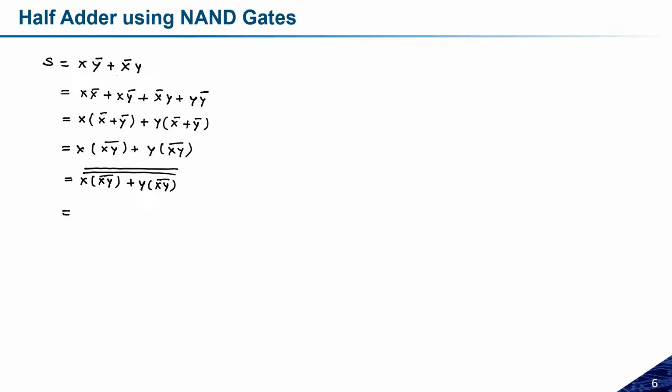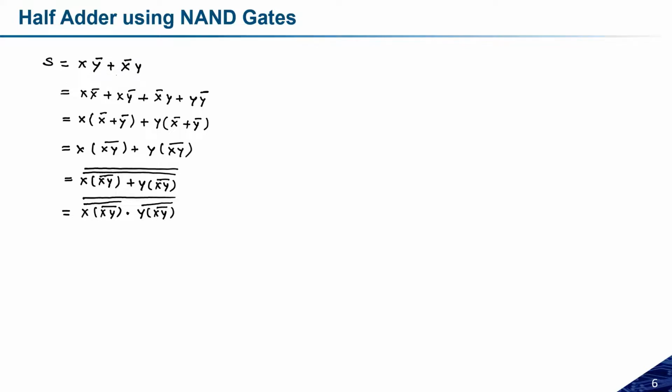So how can we solve this one? Let us see here. If this is the term, I will get the expression something like x into x y bar whole bar, into y into x y whole bar, then complement, and then whole complement. So this is how we can simplify it.